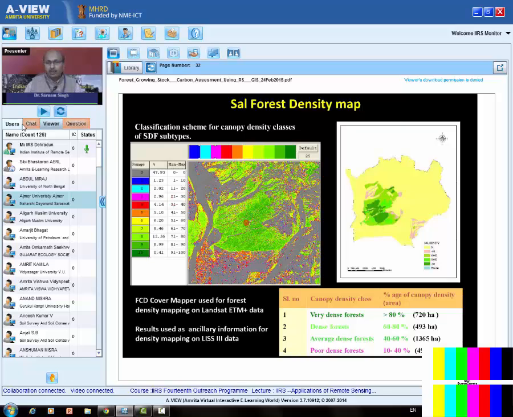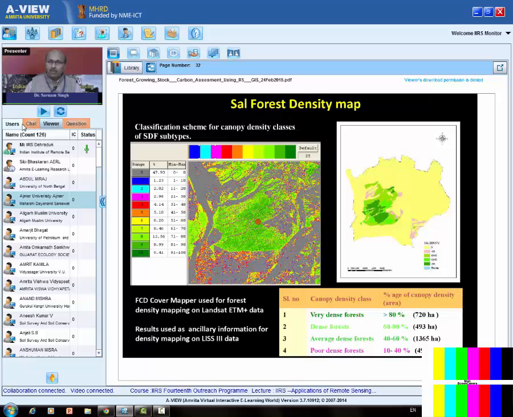On the left side, you can see a software called the semi-expert system, which is called Forest Cover Density Mapper, an automated system where you can use the thermal band. Landsat TM has the thermal band. You can use the thermal band data to get 10 classes automatically. Like here on the left side, you can see in the legend 10 to 20, 20 to 30, so 10 classes of density can be created automatically, but you need to have some ground information.